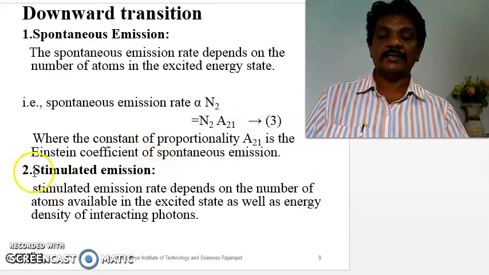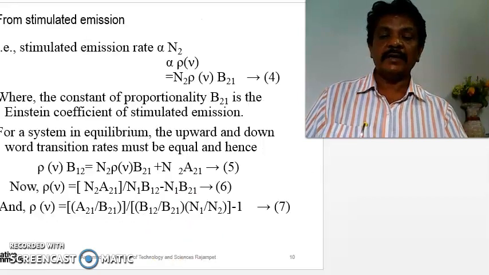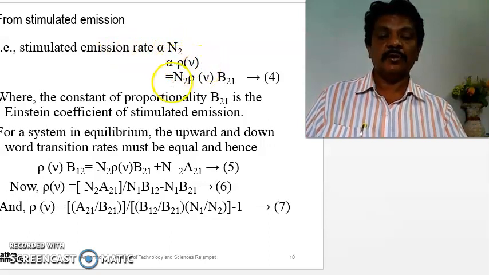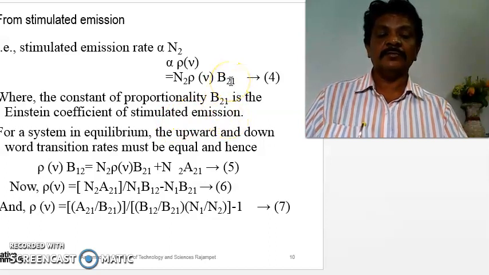Similarly, the other emission process is stimulated emission. The stimulated emission rate depends upon the number of atoms present in the excited state E2 and also the radiating energy supplied to the specimen. So the stimulated emission rate is directly proportional to N2 and rho nu. Therefore, the stimulated emission energy is equal to N2 rho nu B21. The proportionality constant B21 is the Einstein coefficient of stimulated emission, taking place from state 2 to state 1.